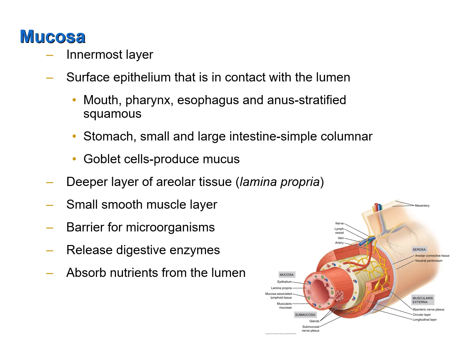The mucosa serves as a barrier for microorganisms in the lumen, preventing them from accessing deeper tissues of the GI tract as well as the blood. The mucosa is responsible for the release of numerous digestive enzymes to support digestion and also participates in the absorption of nutrients from the lumen and eventually into the bloodstream.